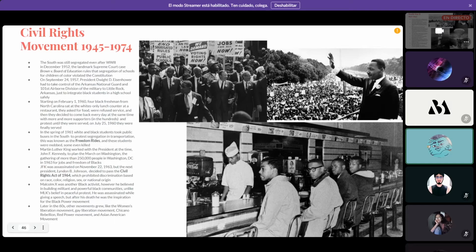And that was one of the biggest events in the Civil Rights era. There was also the Freedom Rides, where people, African American and white students, sat in buses to protest the segregation on buses. That was pretty bad because whenever they got off the bus, they would be mobbed, and sometimes some of them were killed or beaten.